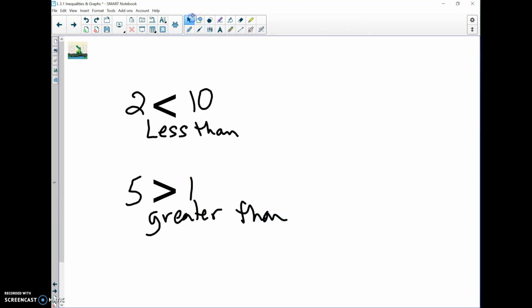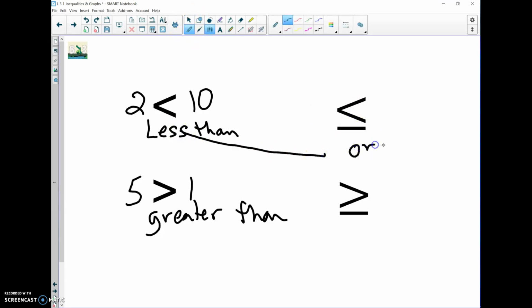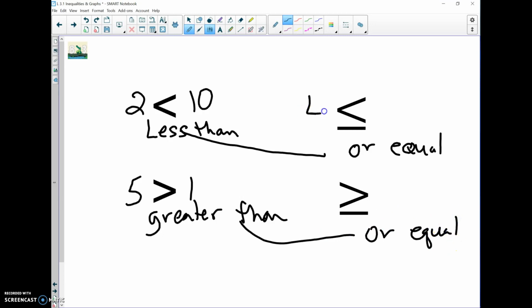And if I add the little bar at the bottom of it, it now becomes a less than or equal to, or a greater than or equal to. So if I write 4 is less than or equal to 4, is that statement true? It is true because 4 is either less than or equal to, and in this case it's equal to.